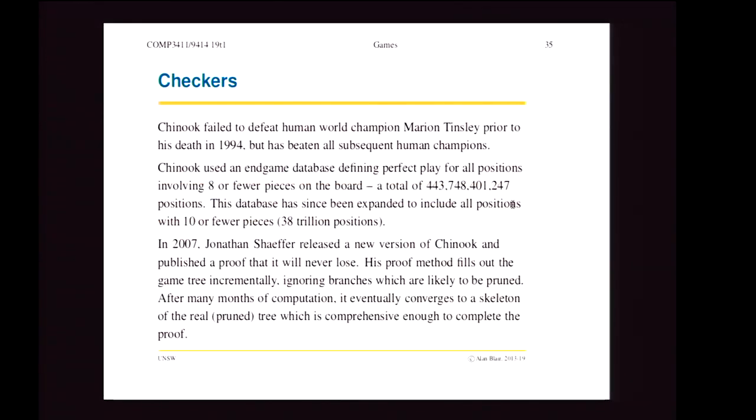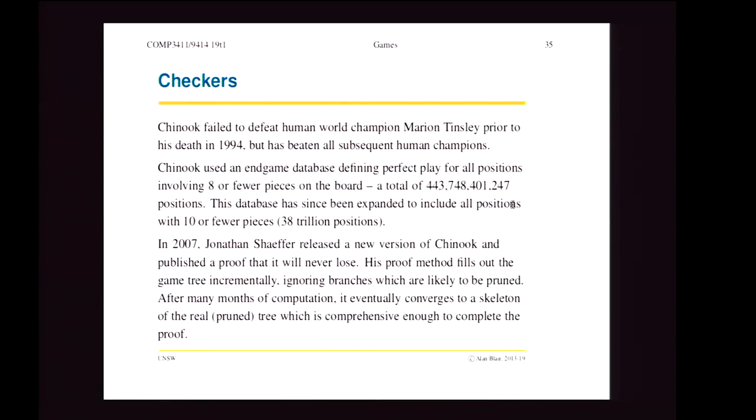Checkers. As I mentioned, Samuel's player managed to beat the champion of Louisiana or something like this, but not the global champion. And there was this guy called Marion Tinsley who was the human checkers champion for 40 years, from his early 20s to his early 60s. And Jonathan Schaeffer's team were able to build a player called Chinook, which could beat Tinsley. One of the things it relied on was an endgame database.